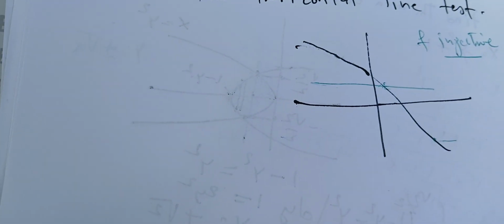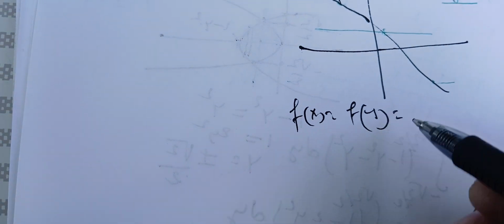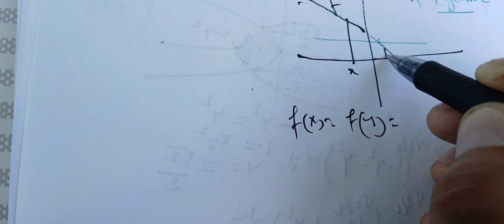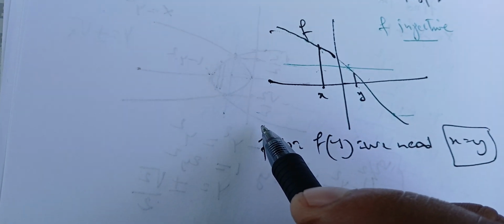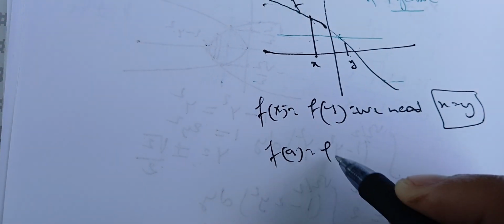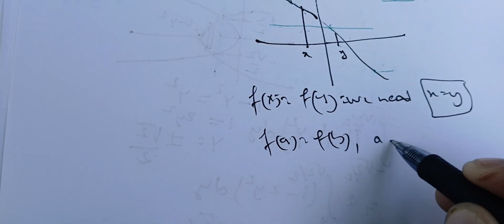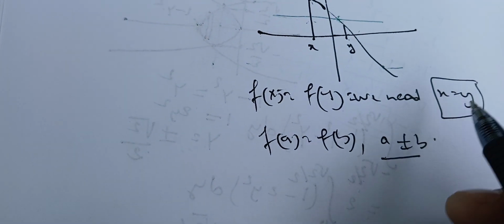Let's see what we can have here. This means that given any function, if f of x is equal to f of y, let's say this is our x, this is our y, we need to have x equal to y. They have to be the same. If we have two values, let's say f of a equals f of b, but a is different from b, then we say that f is not injective.